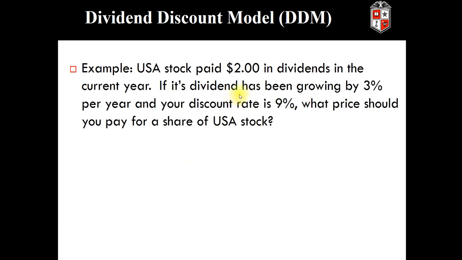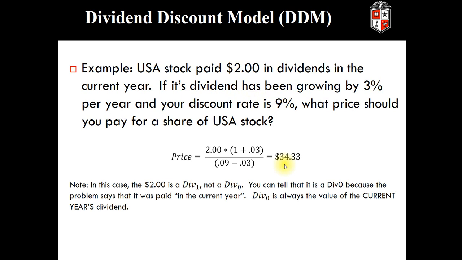So let's take a look at another example. USA stock paid $2 in dividends in the current year. If the dividend has been growing by 3% per year and your discount rate is 9%, what price should you pay for a share of USA stock? Please pause the video and attempt a solution. Your dividend discount model formula should have given you an intrinsic value of $34.33 a share. We did this by taking the $2 in dividends, times the growth to get D1, and then dividing that by the difference between the investor discount rate and the growth rate of the dividend.